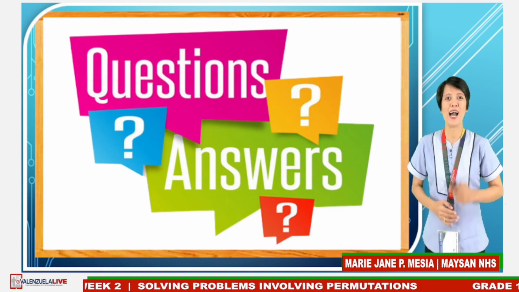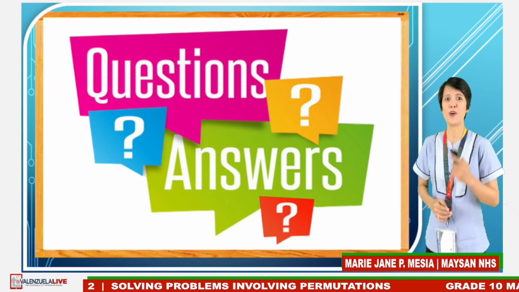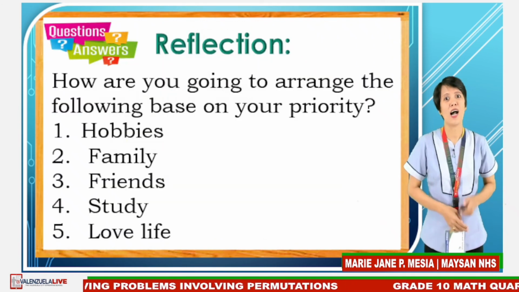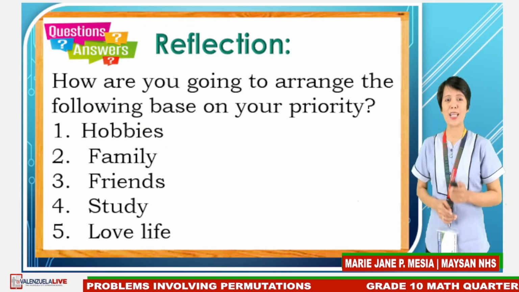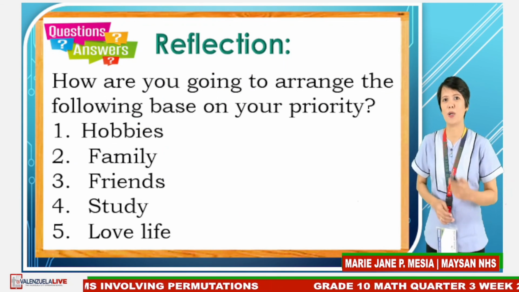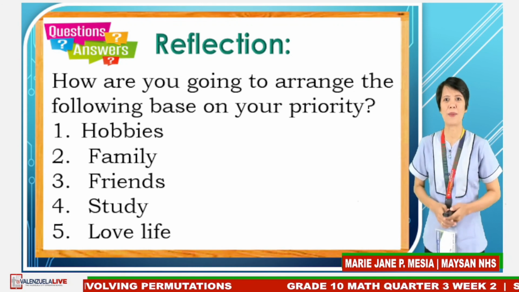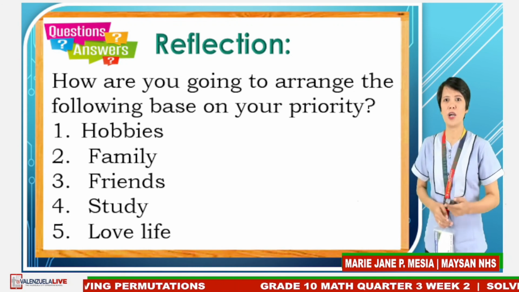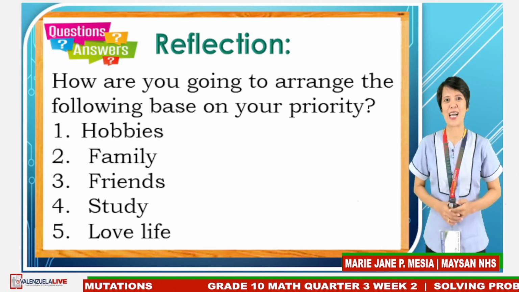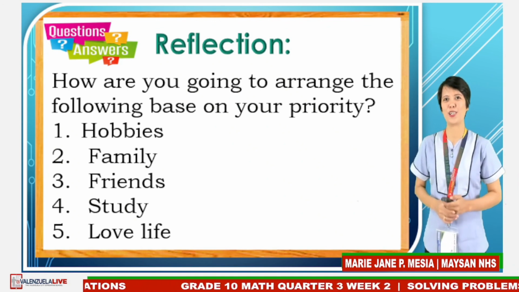So this time, I want to leave these questions for you to reflect. How are you going to arrange the following based on your priority? Number 1, hobbies. 2, family. 3, friends. 4, study. 5, love life. So you can pass your answer to your follow-up teacher.